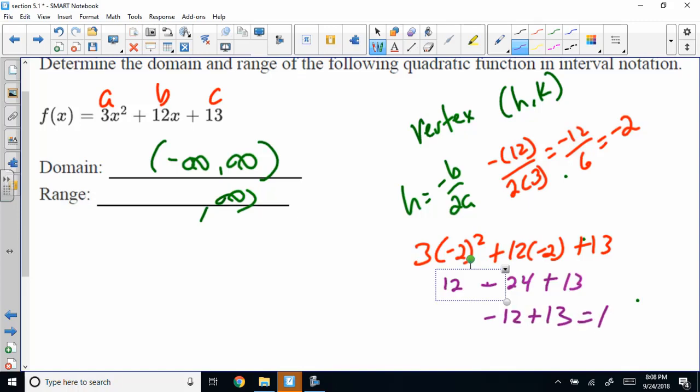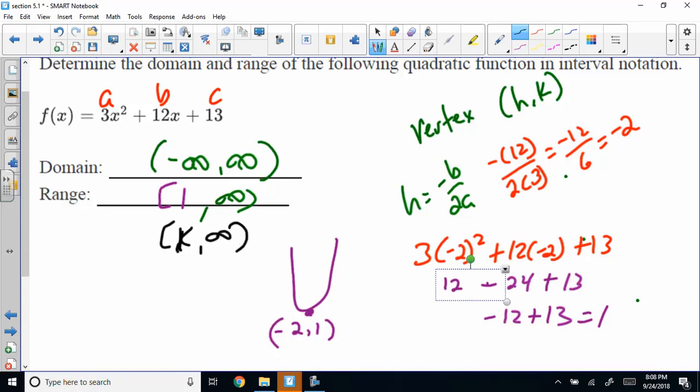I got 1. So that's really, this one's opening up, right? So that's negative 2, 1, right? Which would be what here? And if you look back, it's saying k, comma, infinity, right? If you look back on your notes, it'll tell you that back on the first couple of pages. But if you draw this right here, you'll be okay. Questions?